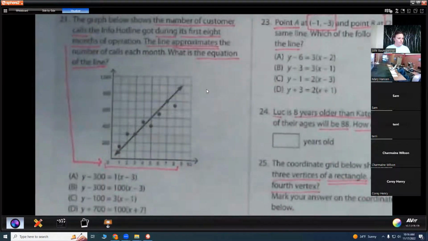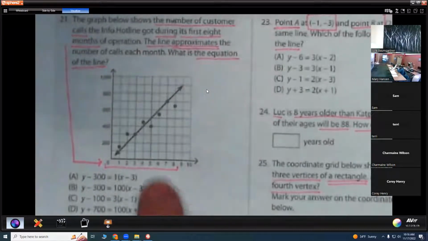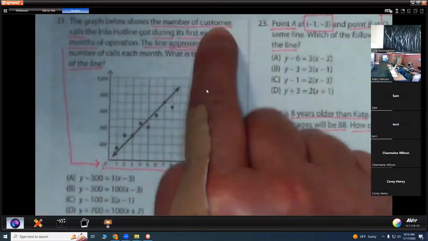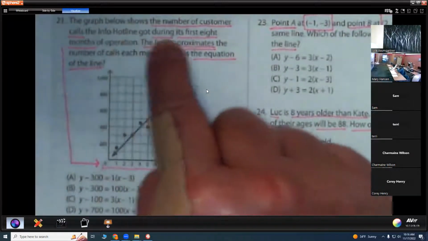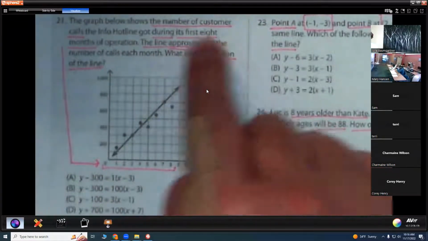All right. So I'm always trying to underline the keywords that are helping me know what's going on here. And so let's just read the graph. Okay, the graph below shows the number of customer calls the info hotline got during its first 8 months of operation.